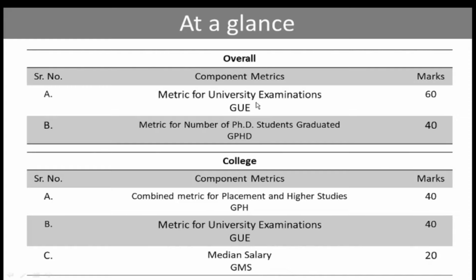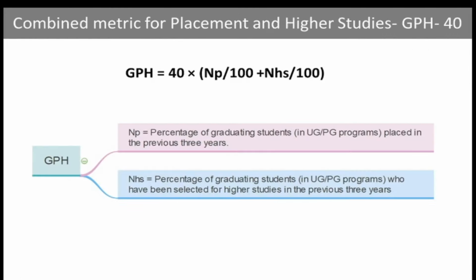So under the overall category, NIRF is concentrating on the performance in university examination and the number of PhD students graduating. However, for colleges, it is looking into the placement and higher studies as well as the median salary. Now, for colleges, the first metric is the combined metric for placement and higher studies.